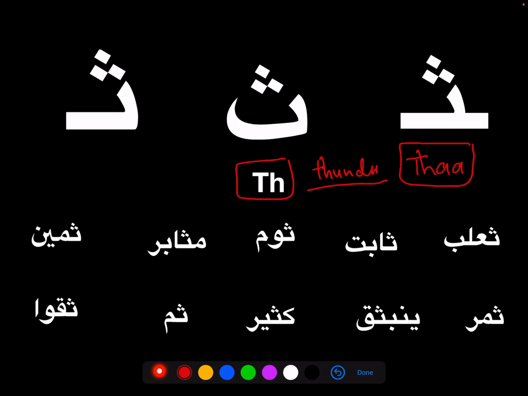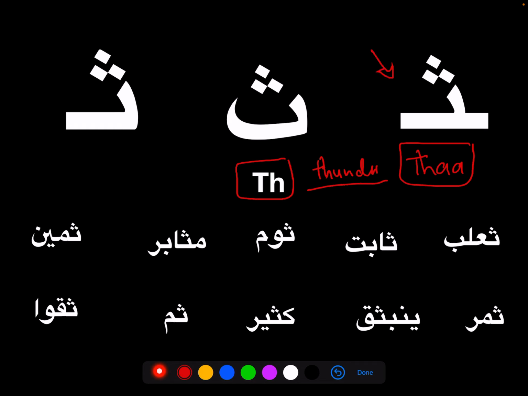Why? Because usually this is a formal letter, right? So it's supposed to be pronounced tha, but Egyptians are easygoing, so they just say ta. And I'll tell you how we say that. But just remember that this letter is almost the same.